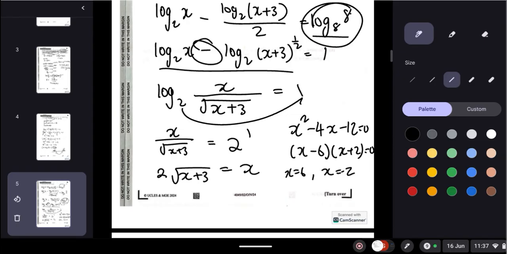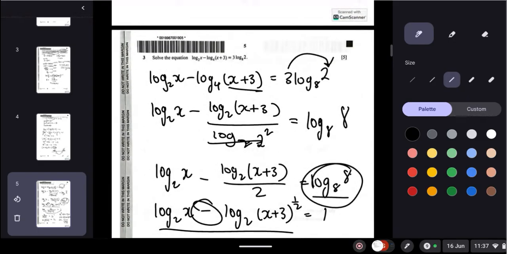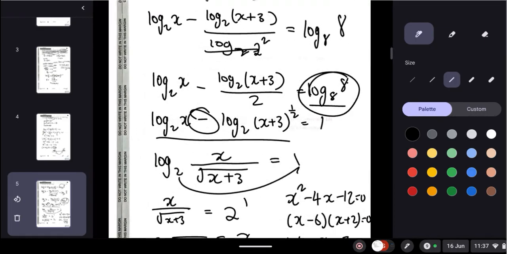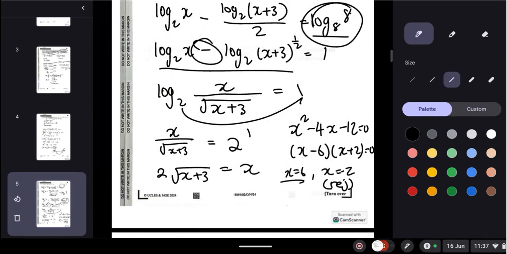Now, this is the main part that students get stuck. People do not remember to reject this value, because if you sub negative 2 back to x, you won't get the same answer. You will get some random value, you'll get some error. Sub 6, you can get the answer. So a lot of students don't write reject. If you don't write reject, minus 1 mark. So remember to write the reject always.